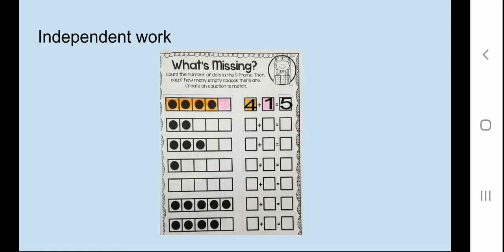So, for the first one, there are 4 counters and 1 blank space. So your equation is 4 plus 1 makes 5. Continue doing this for the rest of your sheet. How many counters plus how many more do you need to make 5 or to fill in the 5 frame?